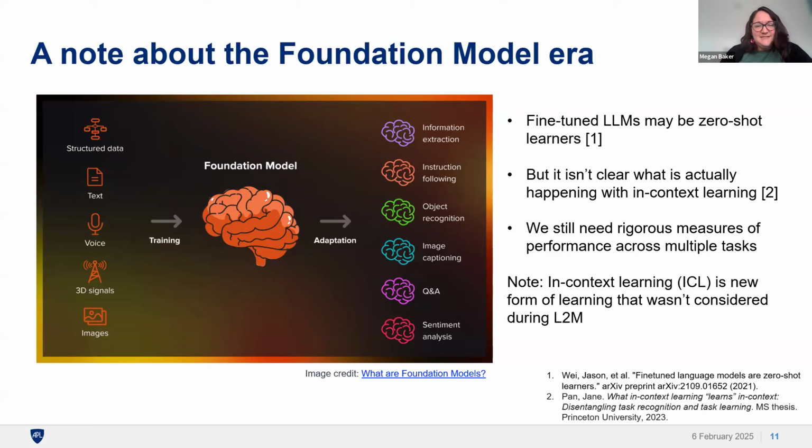Independent of your feelings about foundation models and the new era that we're in in AI research, foundation models haven't solved continual learning or lifelong learning. And while fine-tuned LLMs may be zero-shot learners, we're not actually sure what's happening with in-context learning. There's a lot of muddying of the waters. So we really do still need these rigorous measures of performance across multiple tasks.